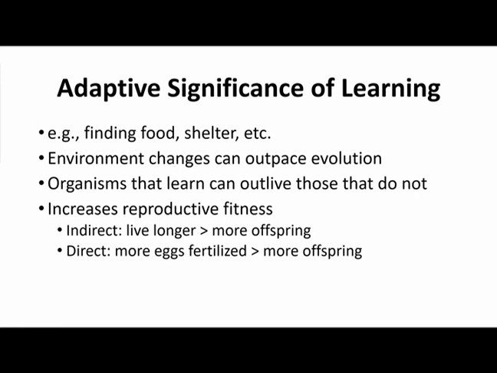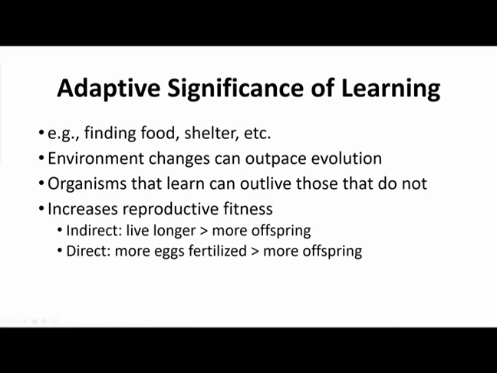And in those cases, that ability to learn increases their fitness, specifically their reproductive fitness. So we can talk about indirect benefits, where if you are living longer because you're surviving longer because of what you've learned, you tend to produce more offspring because you're around longer to breed more.